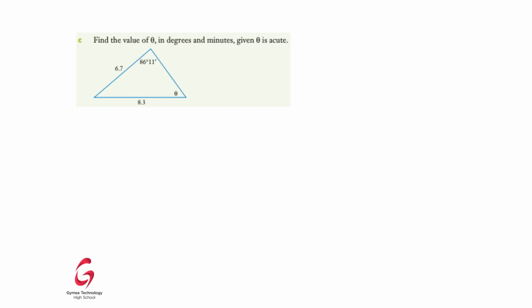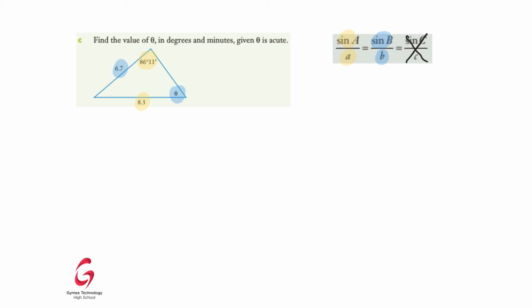Okay, example C is asking us to find the value of theta in degrees and minutes. So if we're finding an angle, we're putting our sine of the angle on top this time. So we're flipping the formula over. Let's look at the information in the triangle. We have a side length and we have its corresponding or matching angle. And we have our angle we want to find and its matching side length. So we have all the information we need to apply the sine rule.